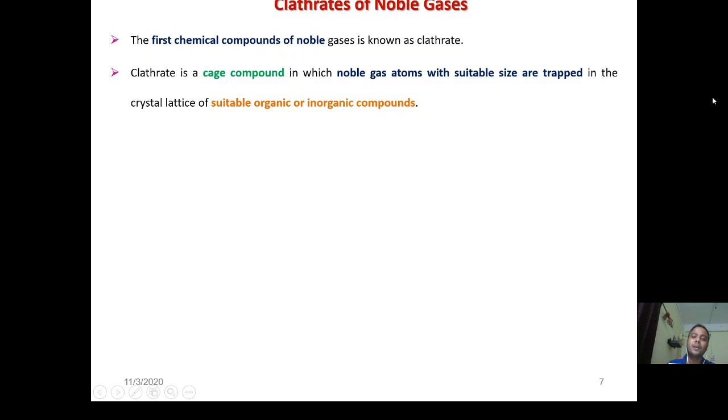Now, the most important part is the suitable size. Why is suitable size most important? Because if the cavity is larger than the noble gas, then this noble gas will not appropriately fit in the cavity. It will easily escape. So, in that case, the clathrate compound will be less stable. However, if the noble gas is larger than the hole or lattice produced, then it will not go inside the lattice. As a result, it will not be a stable one. Though the gases are trapped, they do not form bonds.